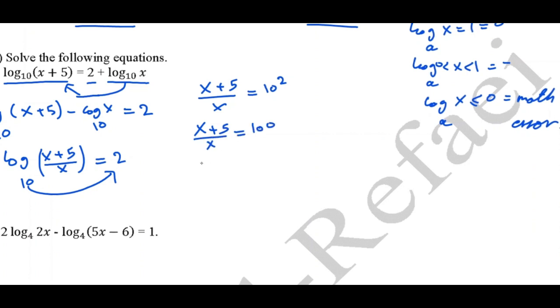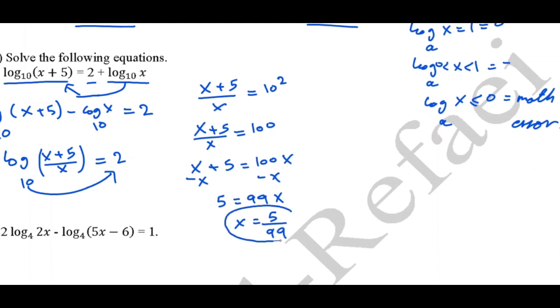Cross multiplication, or multiply both sides by x. x plus 5 equals 100x. Minus x, so 5 equals 99x. x equals 5 over 99. After that, you have to do a check. You have to do a check. Okay? Check where? By using the original equation.